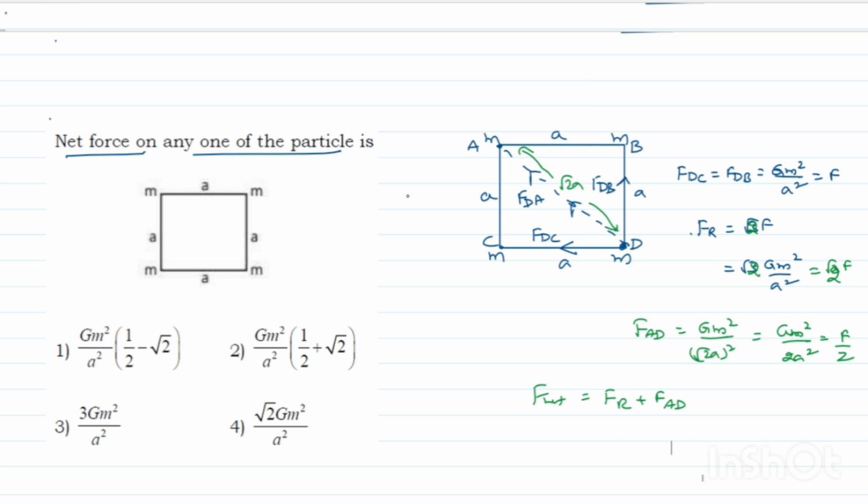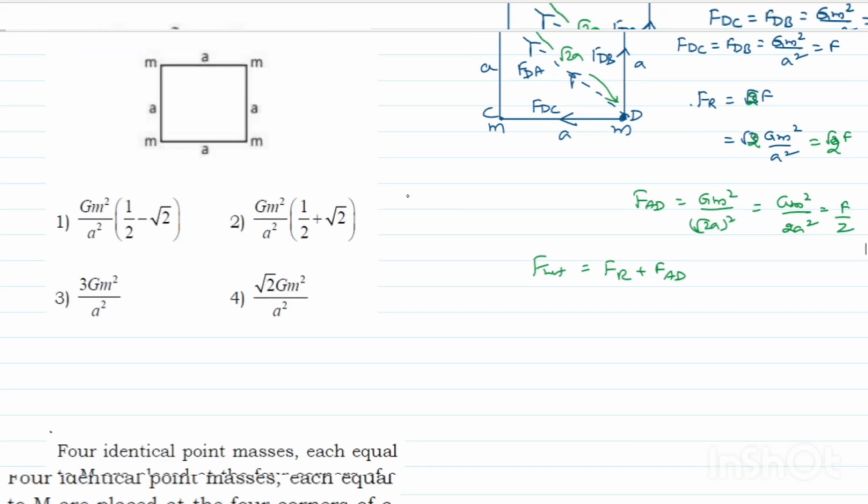So now F resultant, FR, equals root 2F plus F by 2, which is nothing but root 2 plus 1 by 2 into F, in the sense that F is GM square by A square. So the answer is 1 by 2 plus root 2, into GM square by A square, which is the correct answer.